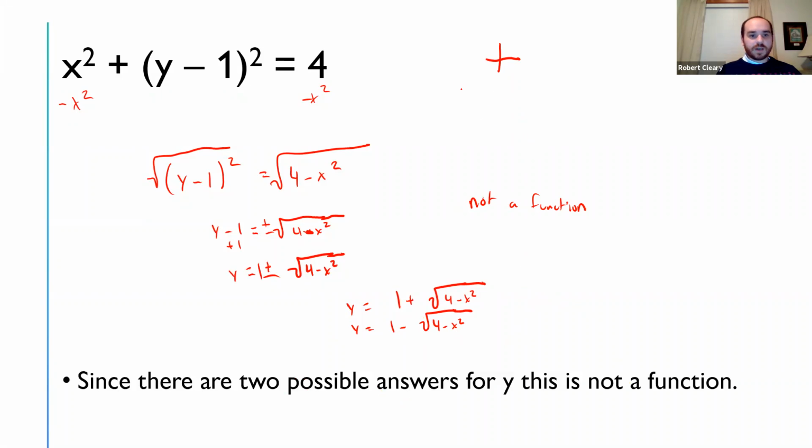One of the other ways that you could do this is you could actually graph this, which is kind of difficult to do. But if you do it, you would find that this is a circle. And of course, circles do not pass the vertical line test, so they are not functions.